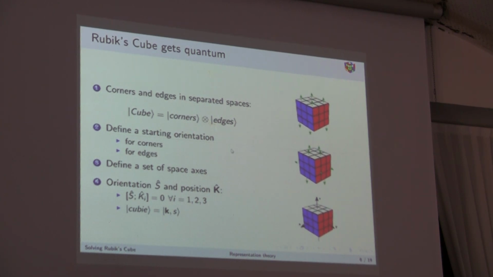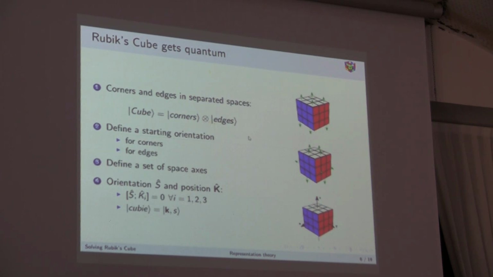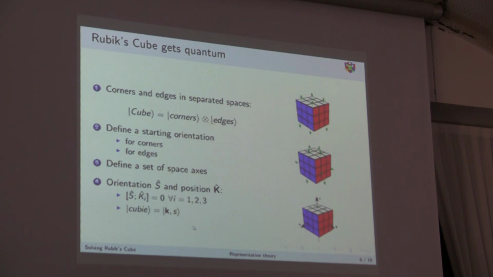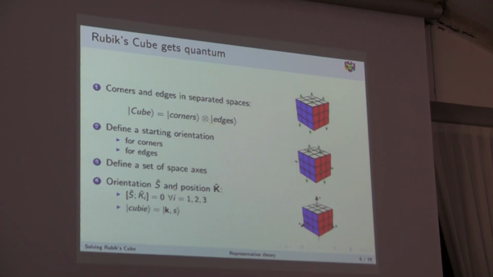And in the third place, we fix a system of axes, spatial axes, the x, y, z, and therefore the quantization, which is we define the 2 observables, which is the orientation and the position for the cubes. These form a complete set of observables, and therefore they commute with each other. That's how to describe a cube, a little cube from the Rubik's cube.